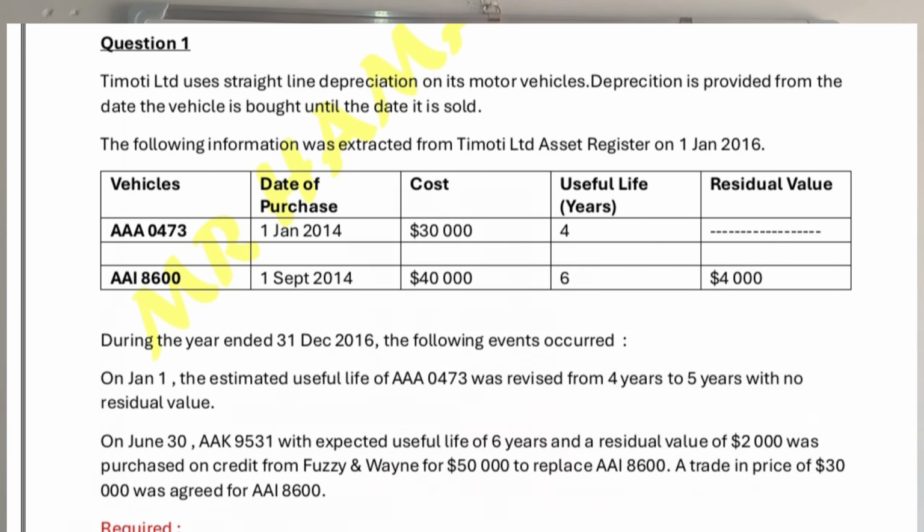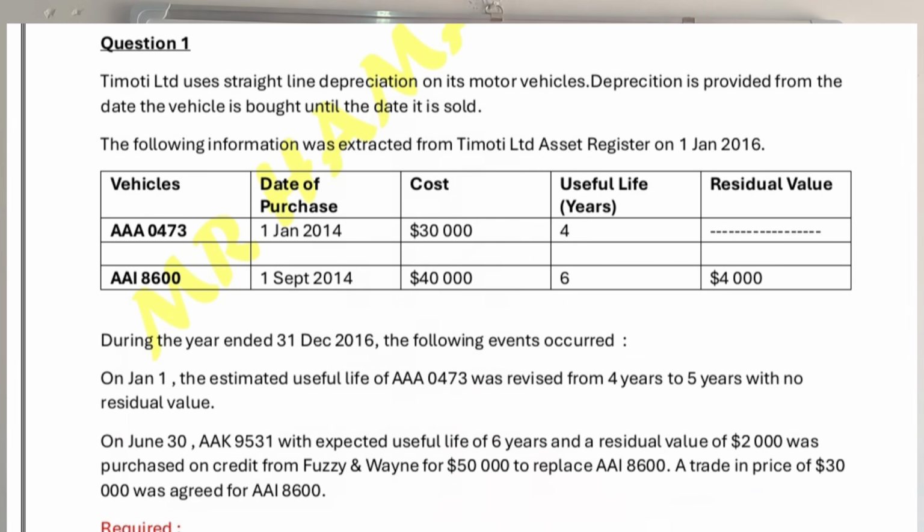Timothy Limited uses straight line depreciation on its motor vehicles. Depreciation is provided from the date the vehicle is bought until the date it is sold. The following information was extracted from Timothy Limited's Asset Register on 1 January 2016. You are told that in this question we are going to utilize the straight line method.